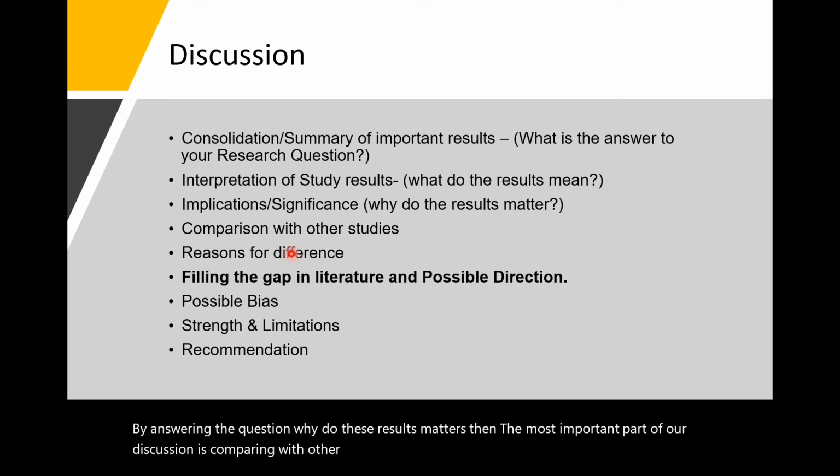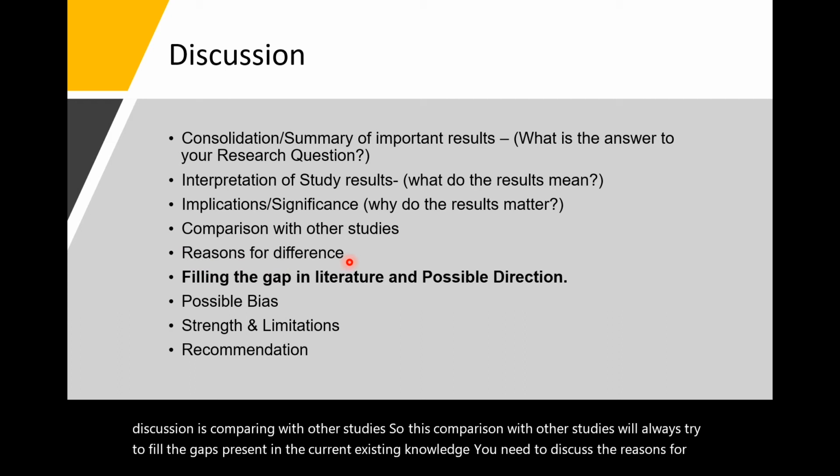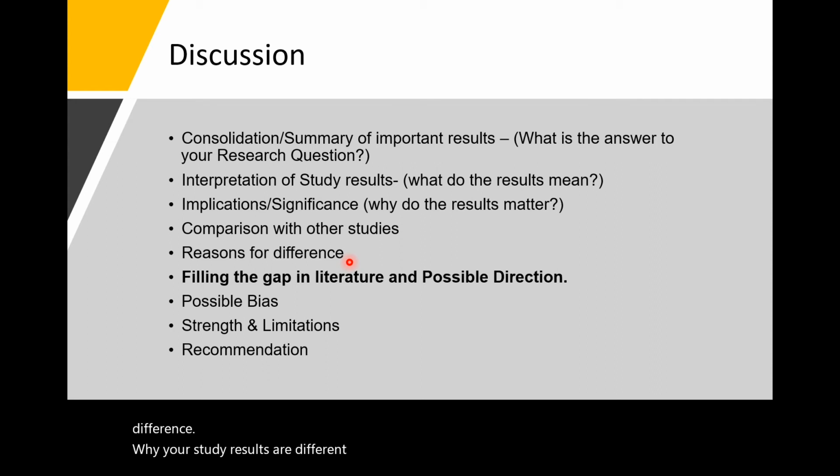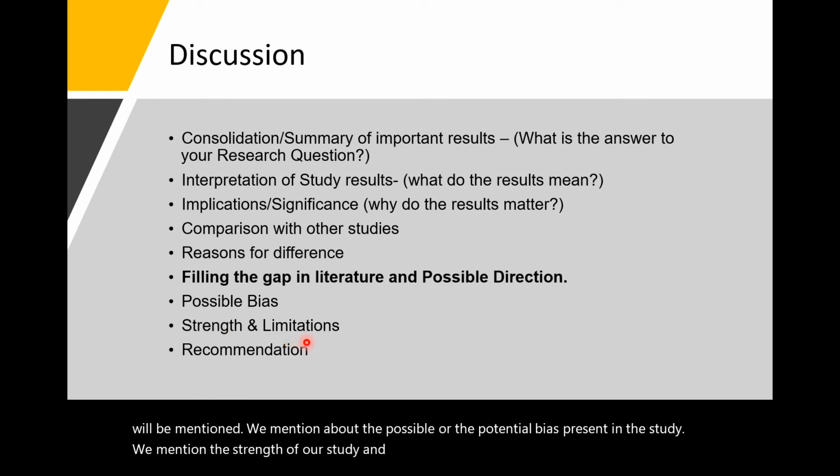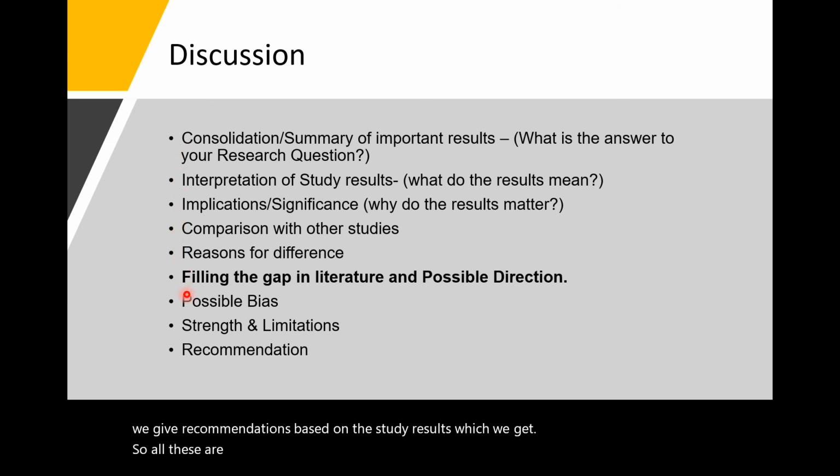This comparison with other studies will always try to fill the gaps present in the current existing knowledge. You need to discuss the reasons for difference: why your study results are different, or if they were expected to be different but are the same as other studies, that needs to be discussed. So we will try to fill the gap in the existing literature, and possible directions for further research will be mentioned. We mention the potential bias present in the study. We mention the strengths of our study and the limitations present in our study, and we give recommendations based on the study results. So all these need to be done by the discussion.